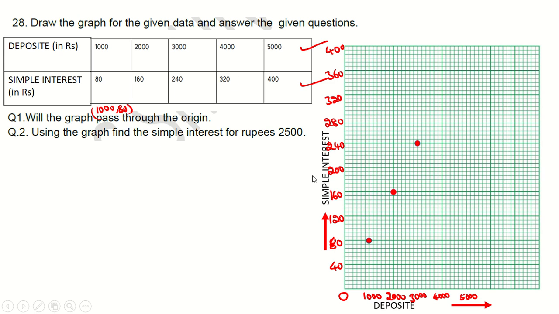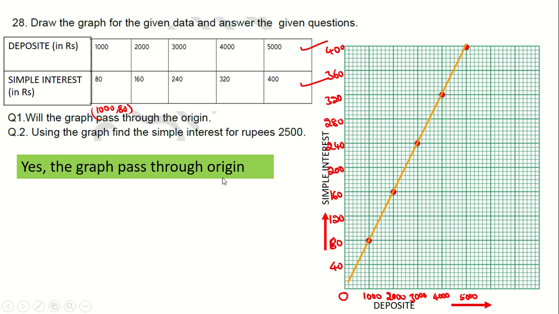And for 4000 we mark 320, and for 5000 we mark 400. So this is the point. Now by joining all these points, you get a line like this one. Now we have to answer the question: will the graph pass through the origin? Yes, this graph passes through the origin. If you continue this line, it passes through the origin.